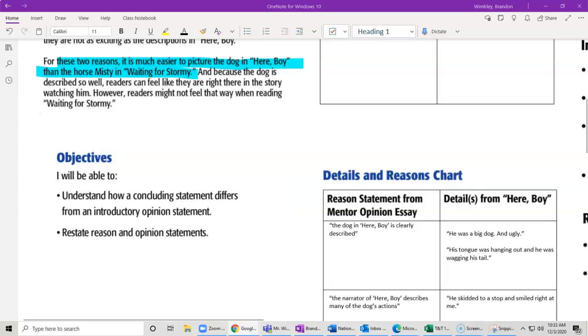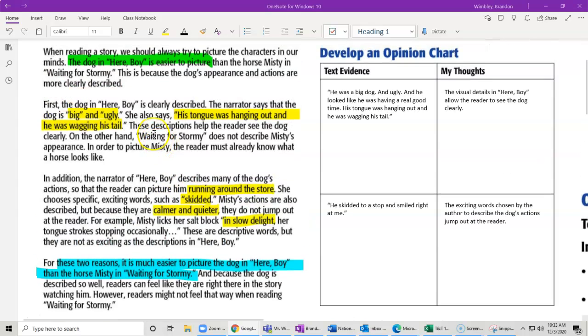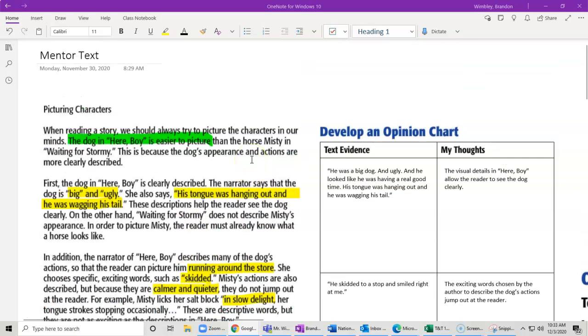So remember in our previous lessons, we looked at how we can look at text closely to find details that support your opinion with reasons. Remember, we had our reasons of we can visualize the dog because he's described more clearly, and the reader gave more descriptive words for the dog in Here Boy. Now, our essay begins with our opinion statement up here. The dog in Here Boy is easier to picture, and then we give reasons supporting it.